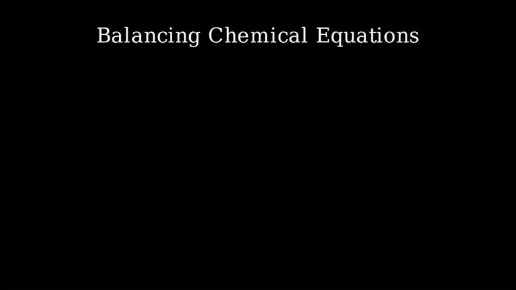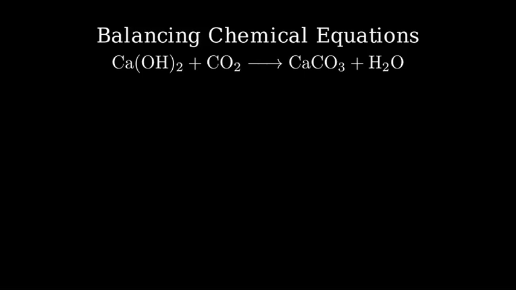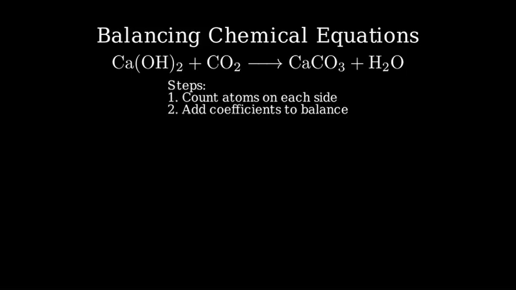Balance a chemical equation. Our equation is calcium hydroxide plus carbon dioxide yields calcium carbonate plus water. To balance this equation, we need to make sure that the number of each type of atom on the left side of the arrow equals the number on the right side. Let's go through this step by step.